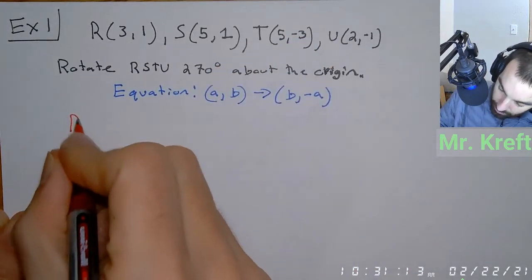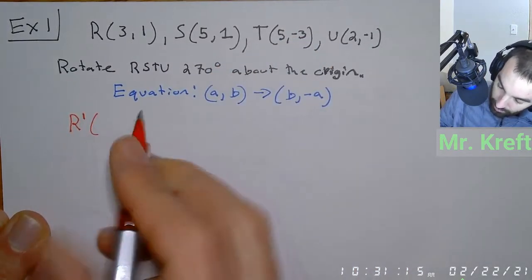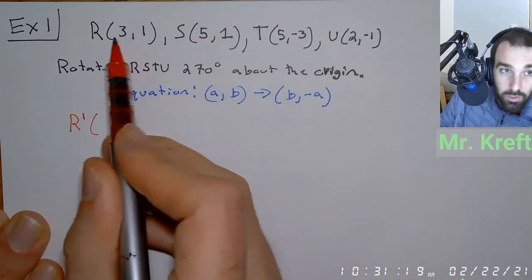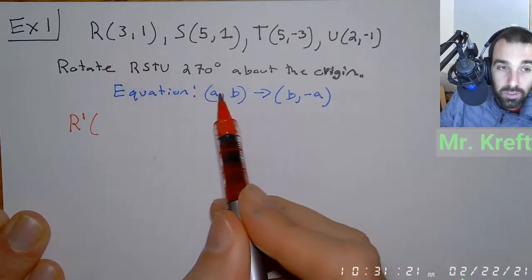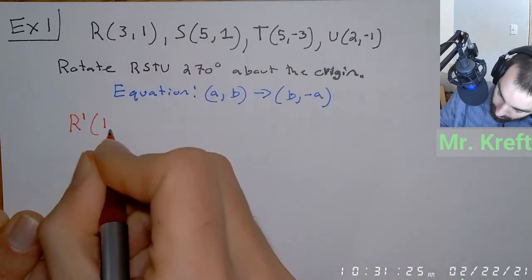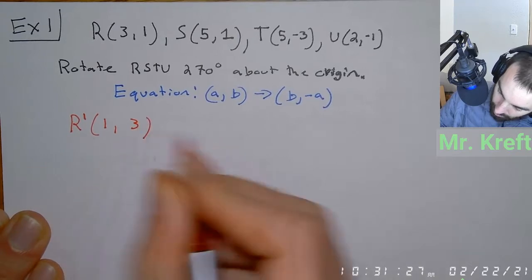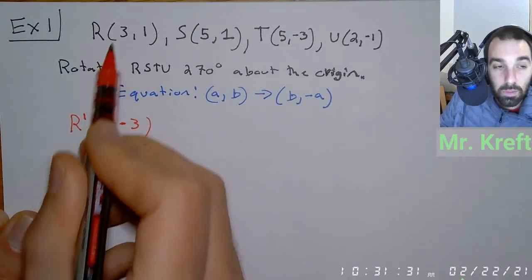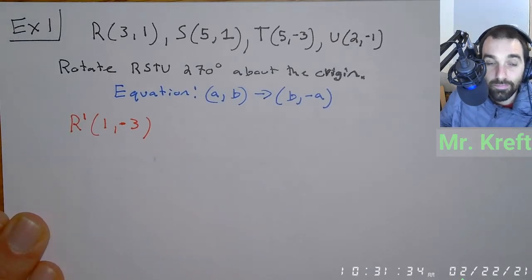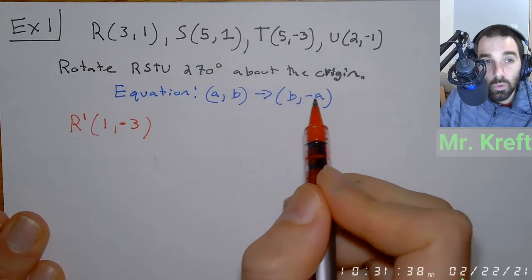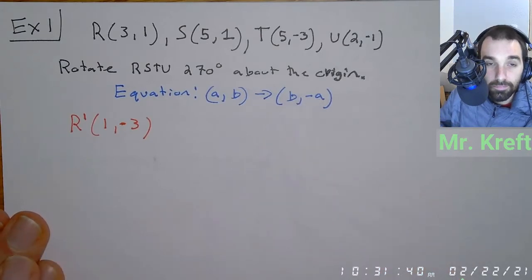Okay. So I'm going to have R prime. So what does it do? It switches a and b. So I'm going to switch 3 and 1, but the previous a is going to change sign. So I'm going to switch the 1 and the 3, but the previous a is going to change sign. So 3 was positive, now it's negative. Okay, so that's how that formula works. I switched a and b, and the old a is now negative.